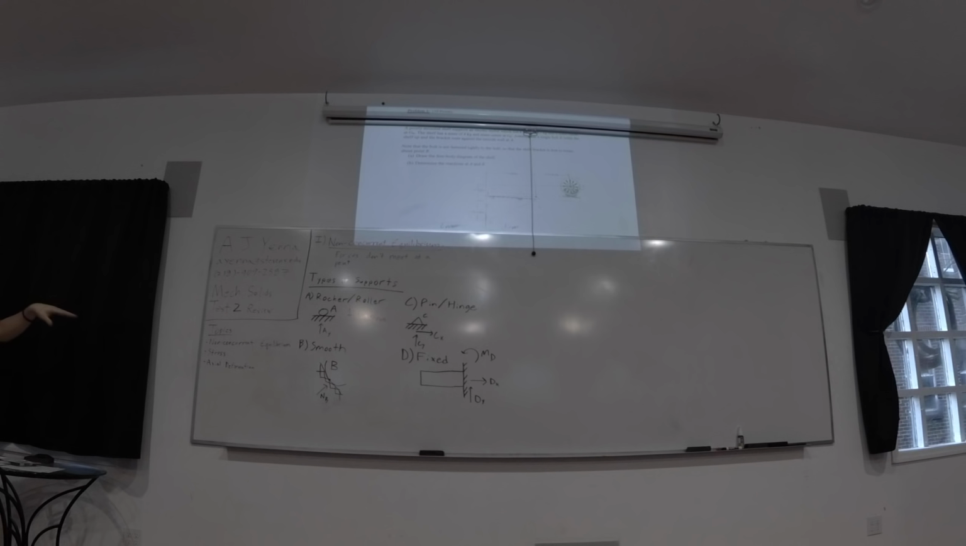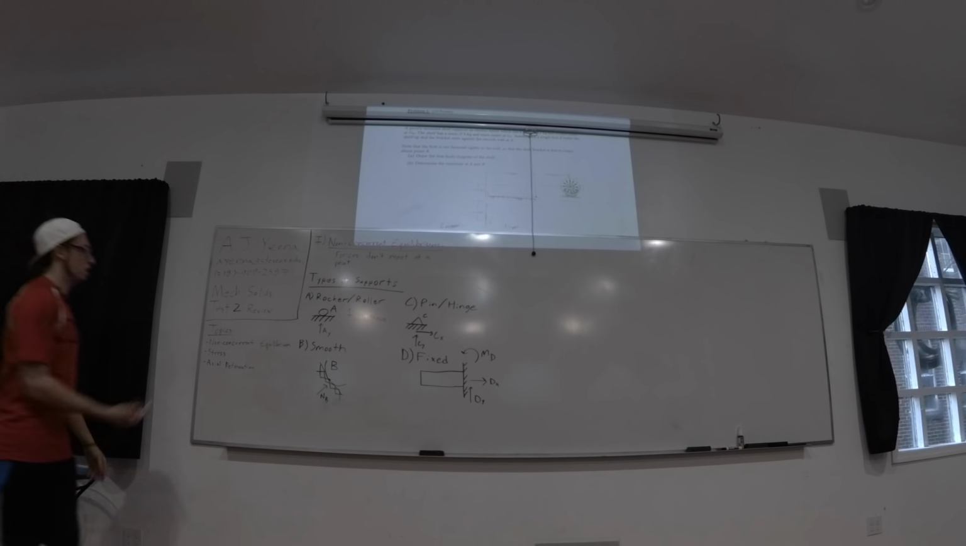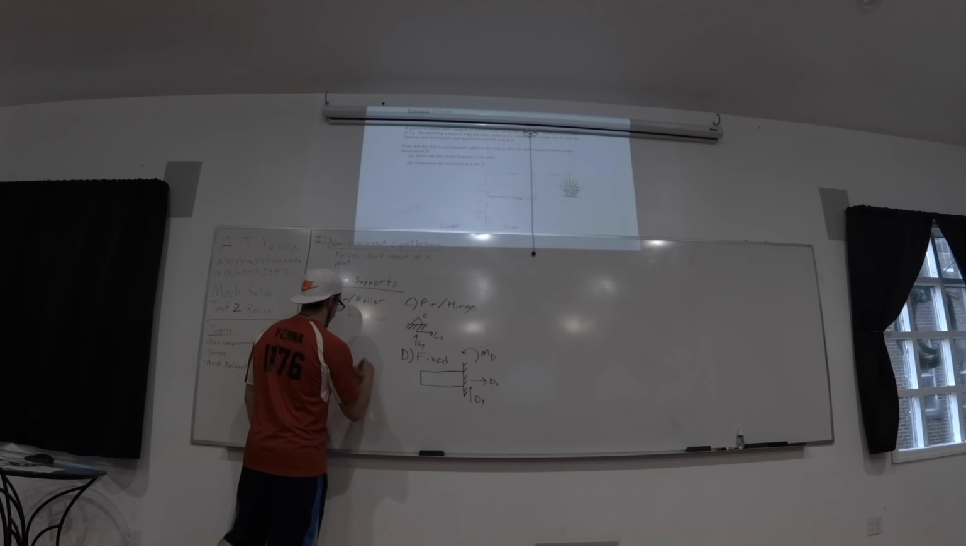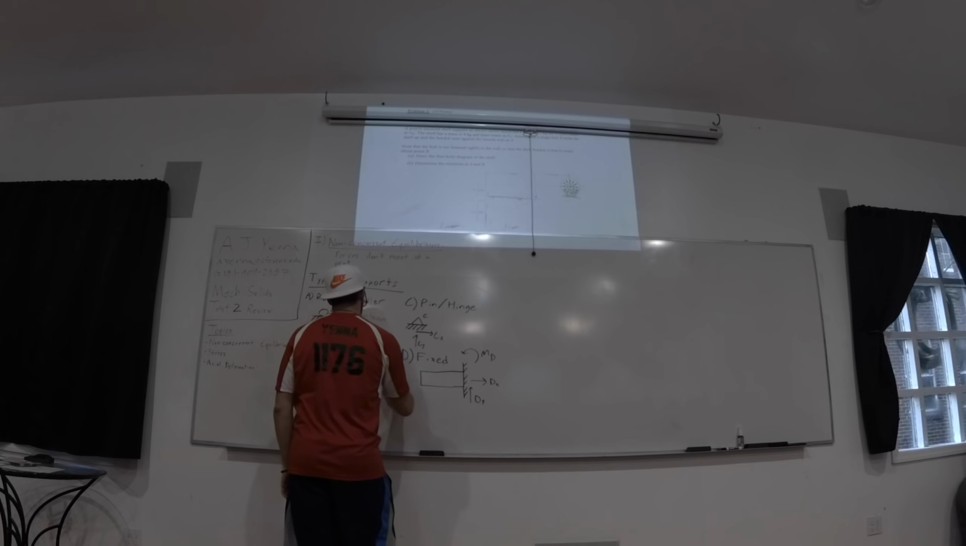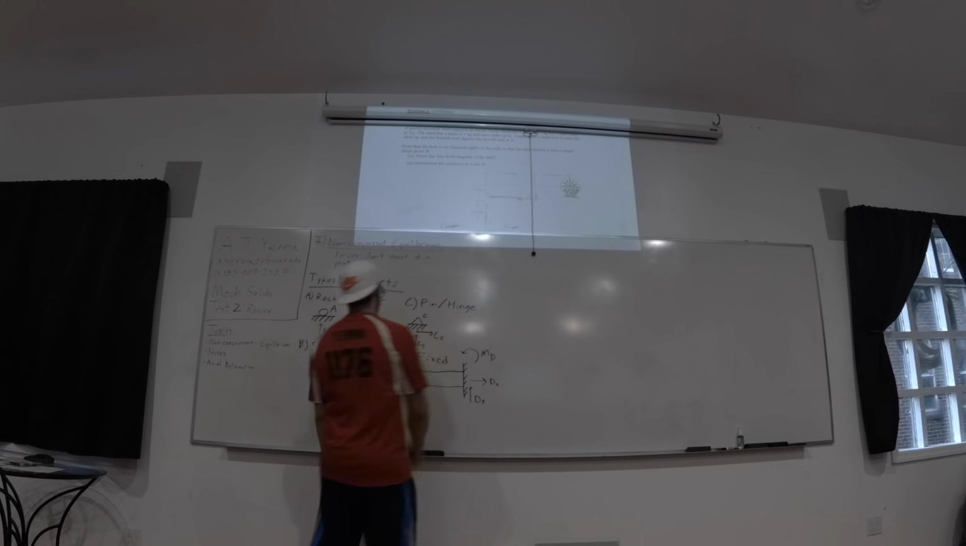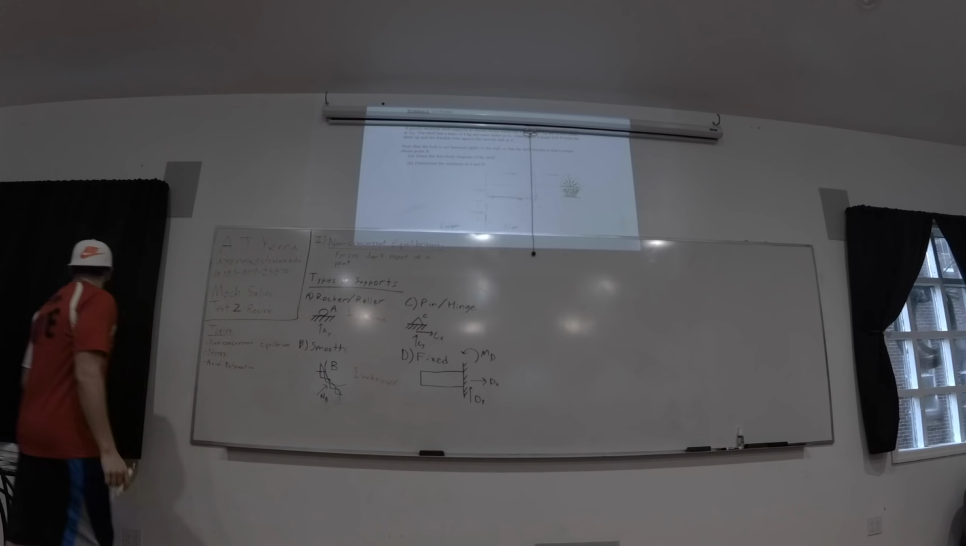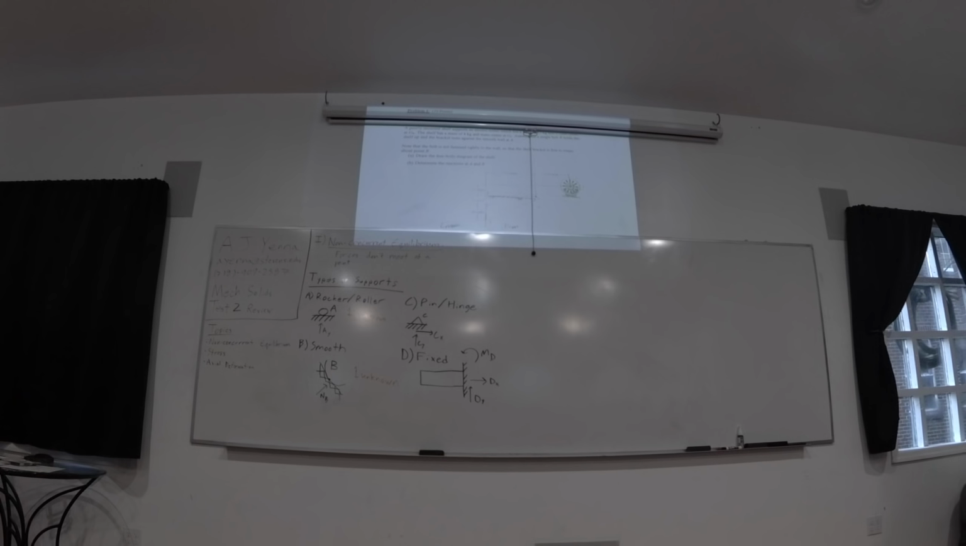The next type is smooth, which you don't see very often, but it's the same exact thing as the roller. You have a point B, and you have a force that's going perpendicular to that point. So again, same as the rocker and roller, there's only one unknown.